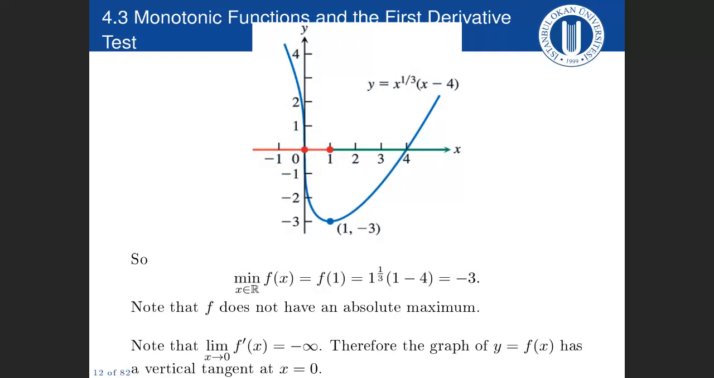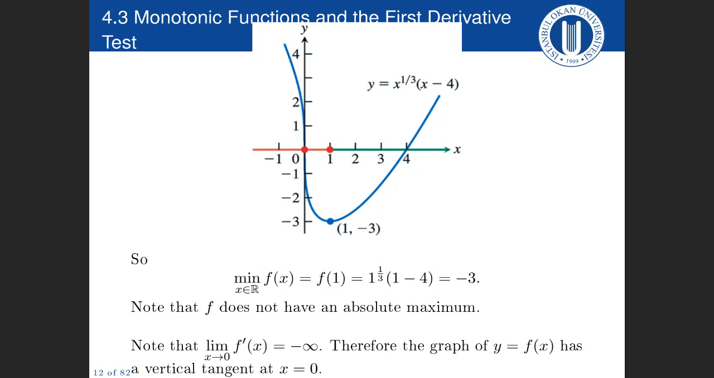So the minimum value of f must be f of 1, and we can calculate that to whatever it is. There were no points where f had a local maximum, and because we're on an infinite domain, we don't have any endpoints. So f does not have an absolute maximum. The graph of the function looks like this.